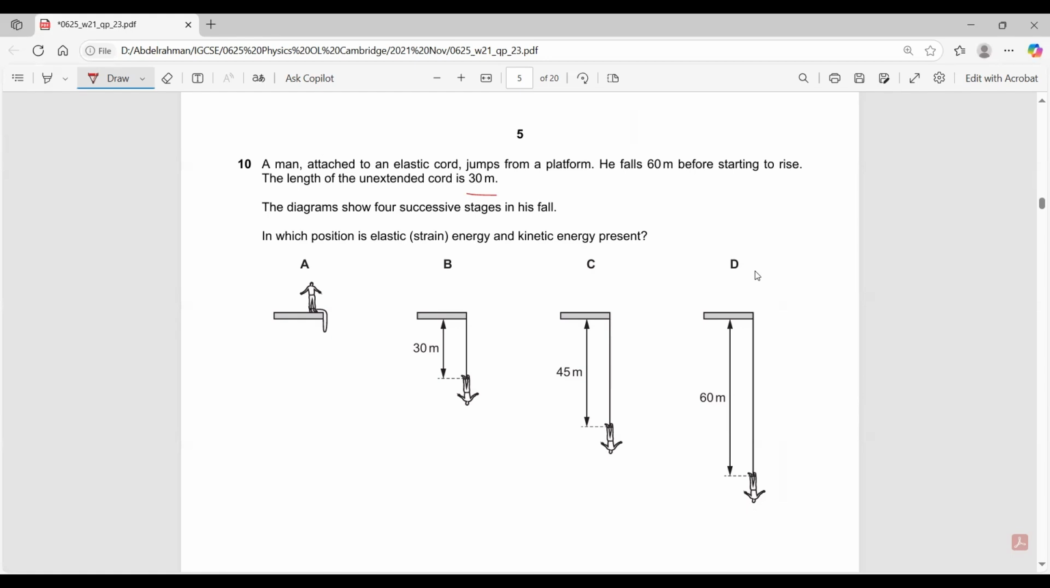Elastic and kinetic. You need both energies to be present in this situation. Is it A, B, C, or D? At A, was he moving? No, he was not moving. So A is definitely cancelled.